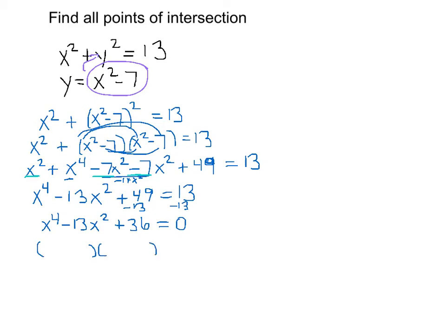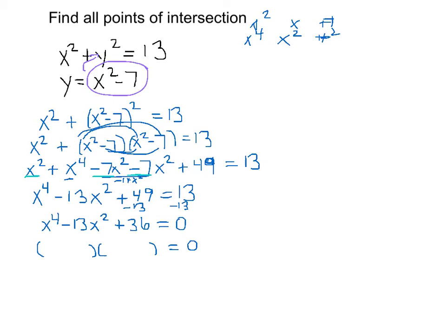Now, we have not factored things that have an x to the 4th power. However, you notice we have an x to the 4th, an x squared, and a number. Normally, we have an x squared, an x, and a number. So all we've done is we've just squared all these things. Instead of having x squared, we have x to the 4th. Instead of having x, we have x squared. Instead of having a number, we just have a bigger number.